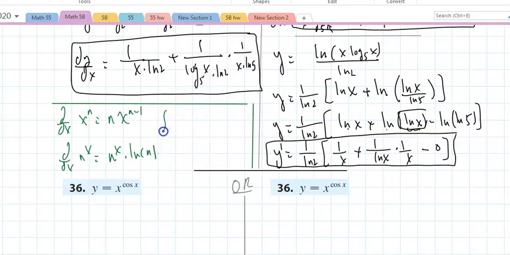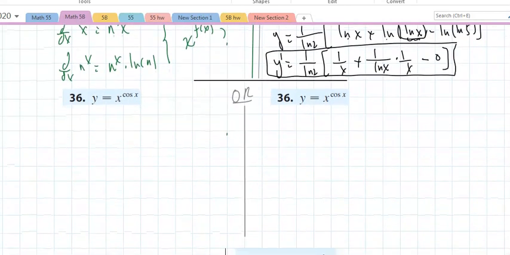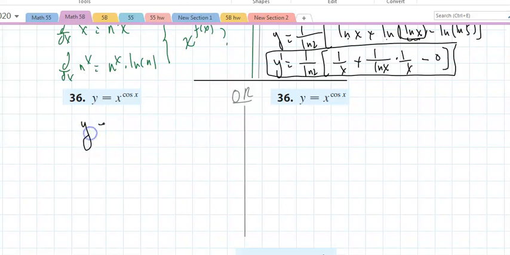But what do you do when you have a variable raised to a variable? We've never come across that. You can't bring the power down and subtract 1 from the power. That's not allowed. You have two options. You could say y equals, anytime I'm stuck with that, I introduce e to the natural log of x to the cosine of x.